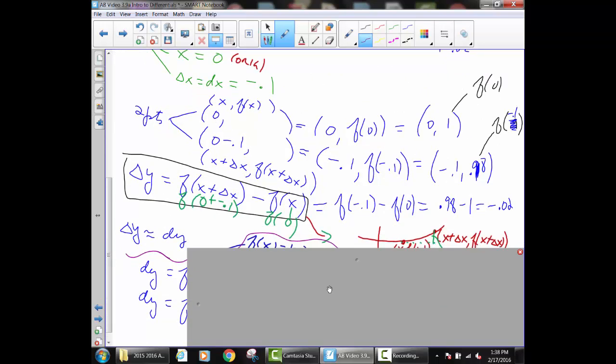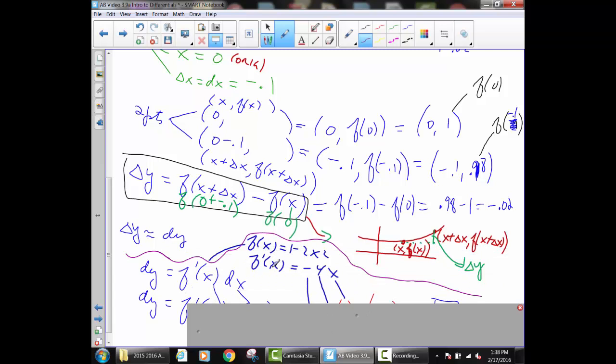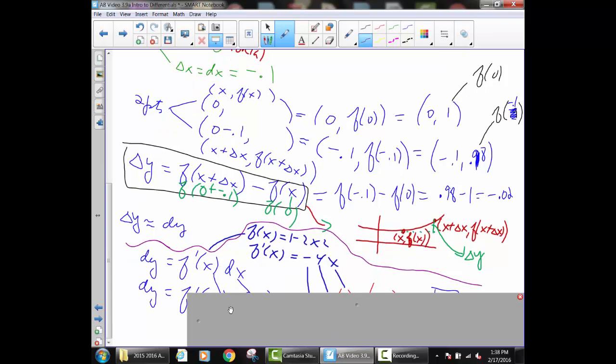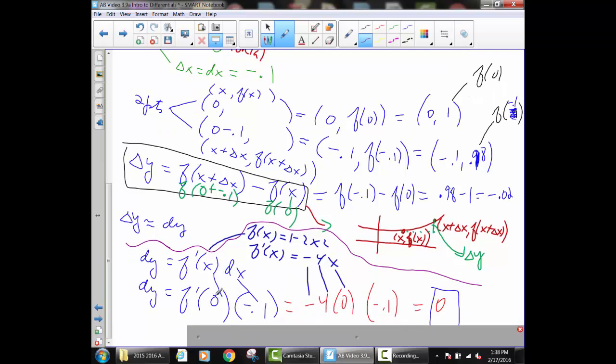But they also want dy, so dy is an approximation of delta y, so it should be somewhere near negative 0.02. That's equal to f prime of x dx, which is f prime of our pretty number 0 times our delta x. Remember, our f of x was 1 minus 2x squared, so our f prime of x is negative 4x. Plug in the 0, and here's your dx, and you get an answer of 0, which is close to negative 0.02, indeed.